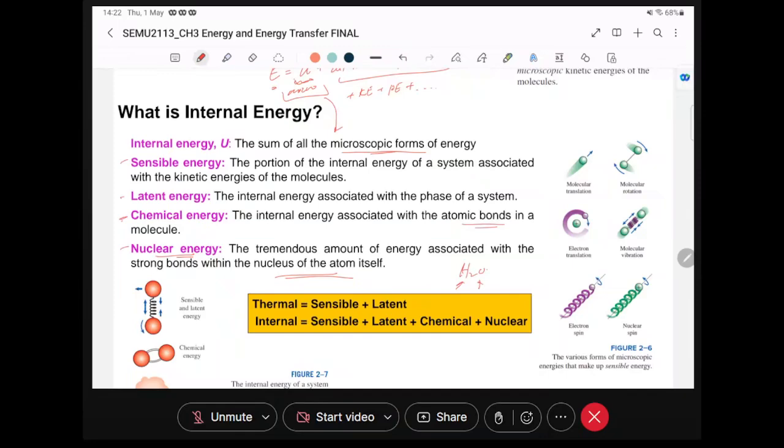So the bond itself, the energy, we call it the chemical energy. Okay, so slightly macroscopic, slightly larger than the nuclear energy for sure.